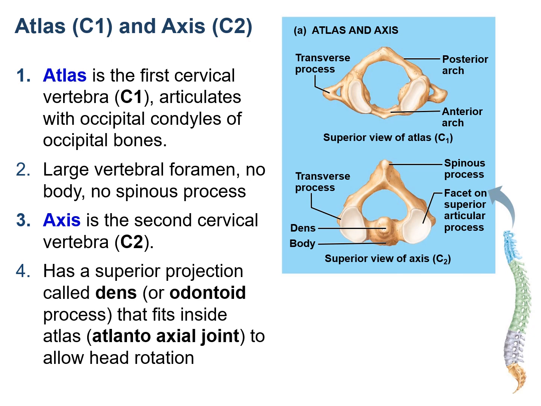Now coming to the second cervical vertebra, C2, it is known as the axis, and this has a superior projection which is known as the dens or the odontoid process, and this fits inside the C1, which is the atlas. So this joint is known as the atlantoaxial joint, and this allows you to rotate your head. That means your ability to say no is because of this joint.